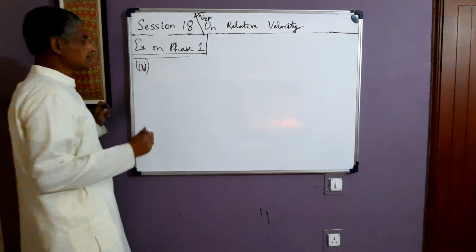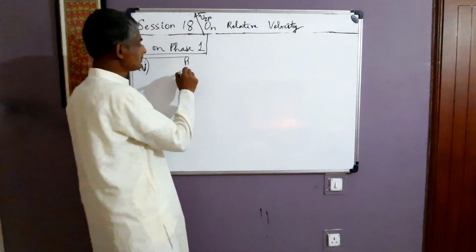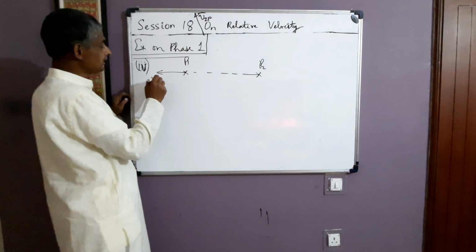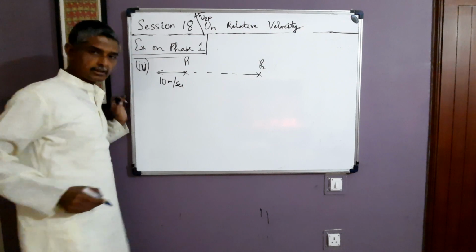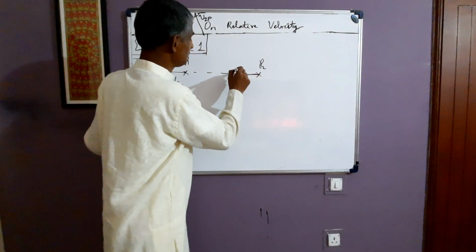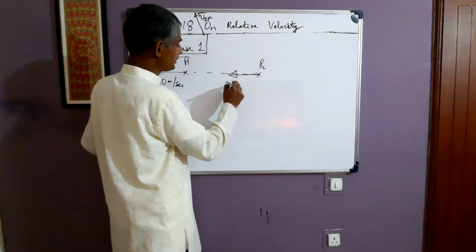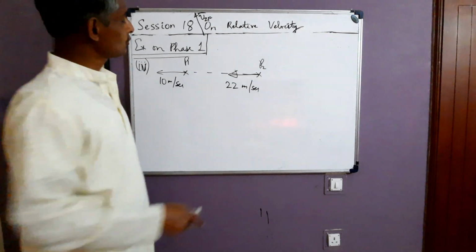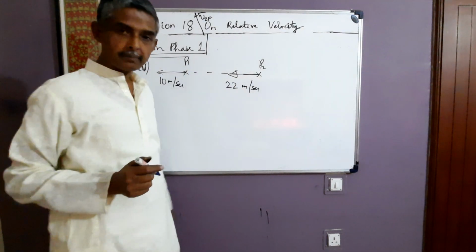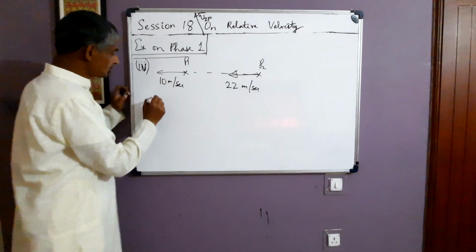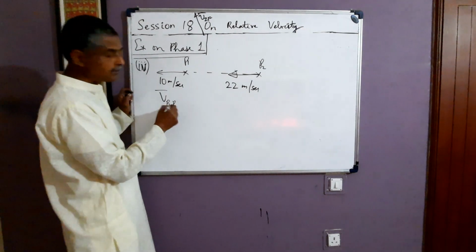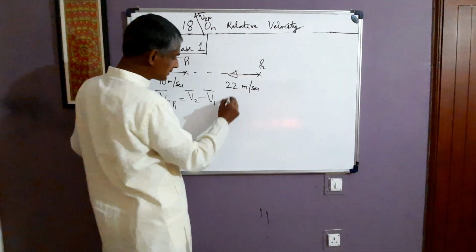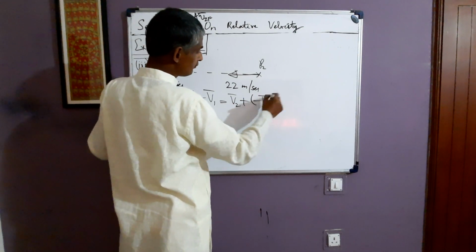Now I take up the fourth example. P1 is moving leftward at say 10 meter per second, and P2 is moving leftward at say 22 meter per second. Both the velocities are with respect to ground. Again we have to find the velocity of P2 with respect to P1 in ground frame. I simply write Vp2 P1. This will be equal to V2 minus V1, that is V2 plus minus V1.